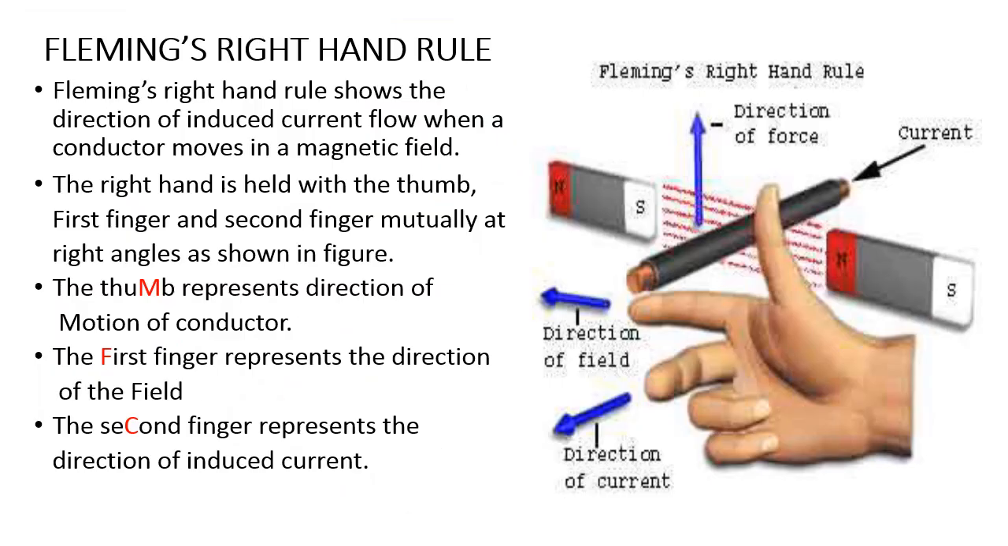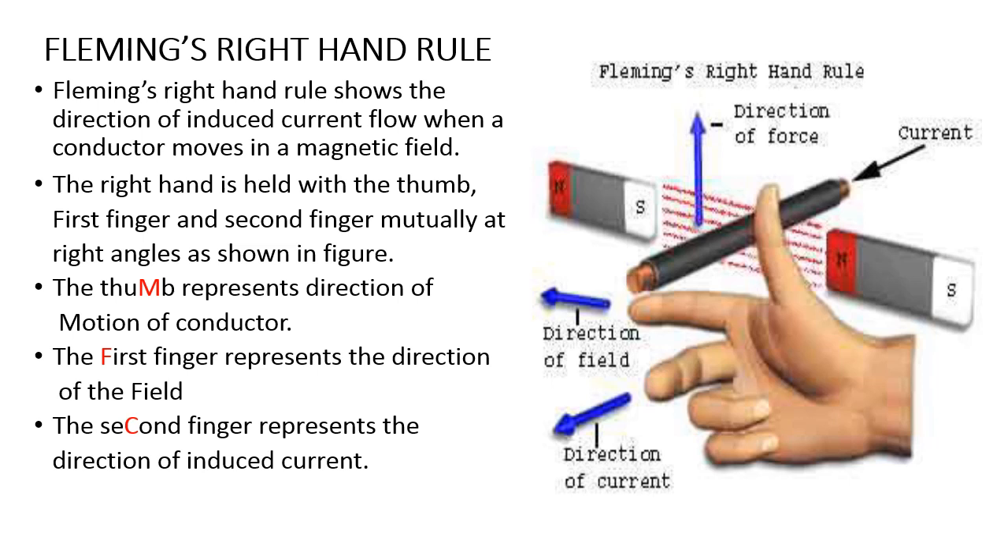So Fleming's right hand rule. This rule shows the direction of induced current flow when a conductor moves in a magnetic field. In DC generator, mechanical energy is converted into electrical energy when you are rotating a conductor in a magnetic field. There we have a magnetic field and a direction of rotation of a conductor. Hence, an EMF is induced in the conductor.